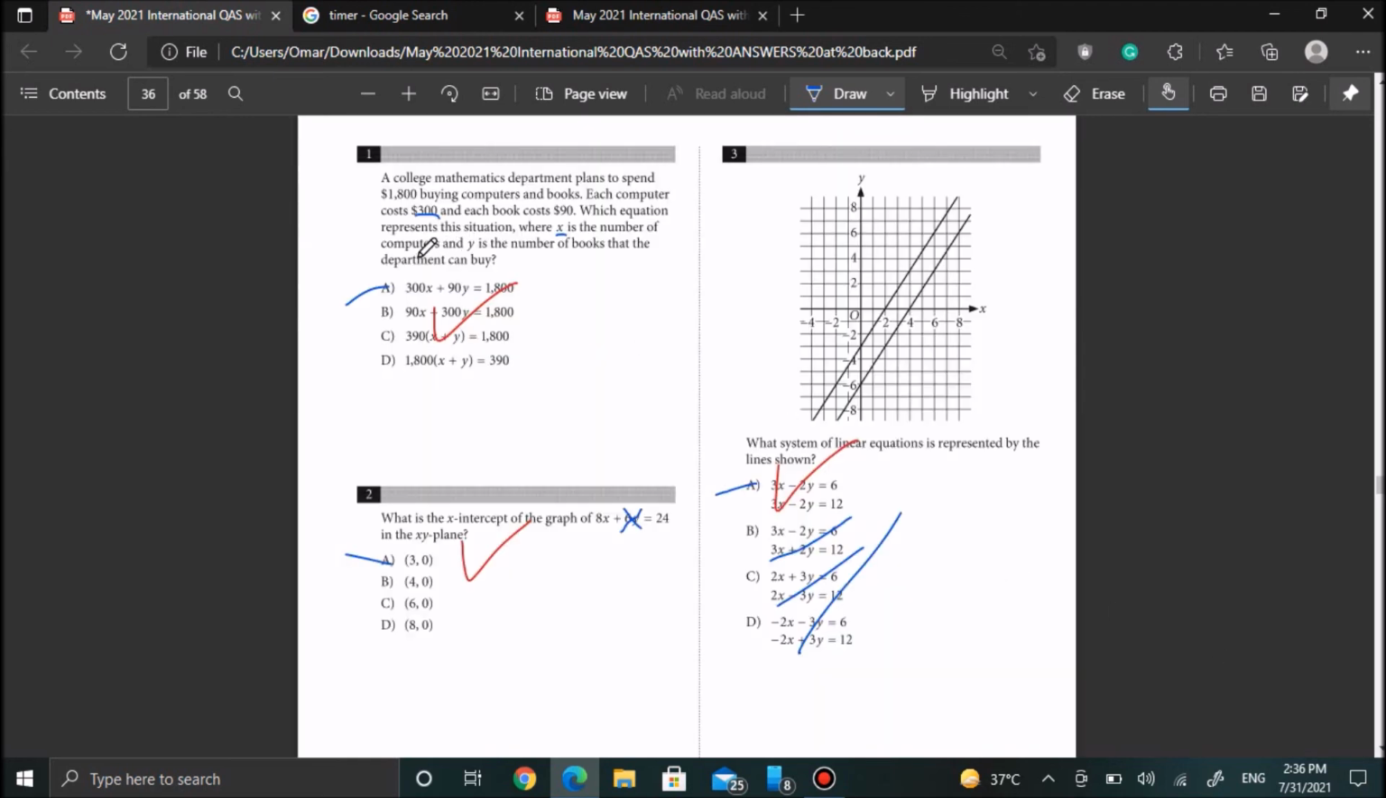And this one is a piece of cake, 300x, the only choice. That's x-intercept, that one. All I had to do is find an equation with the same slope and different y-intercept. That's it. Yeah, these two equations have the same slope and different y-intercepts.